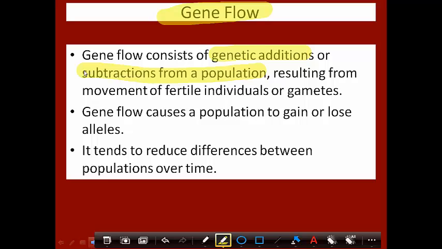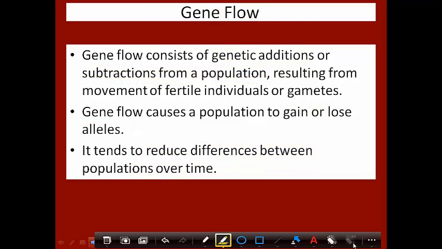So because the genes are moving in and out, this causes us to gain or lose alleles. And remember, it's those allelic frequencies that determine whether or not we're staying in equilibrium. And you can imagine, if we start to gain or lose alleles, that is going to produce a change in our allelic frequencies. As we gain or lose alleles, the differences between populations over time are going to be reduced. So you're going to have fewer and fewer differences between them.